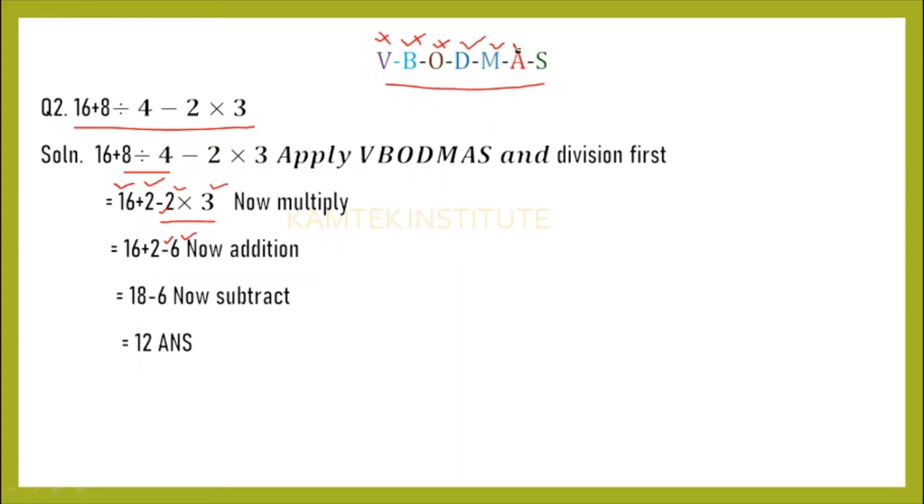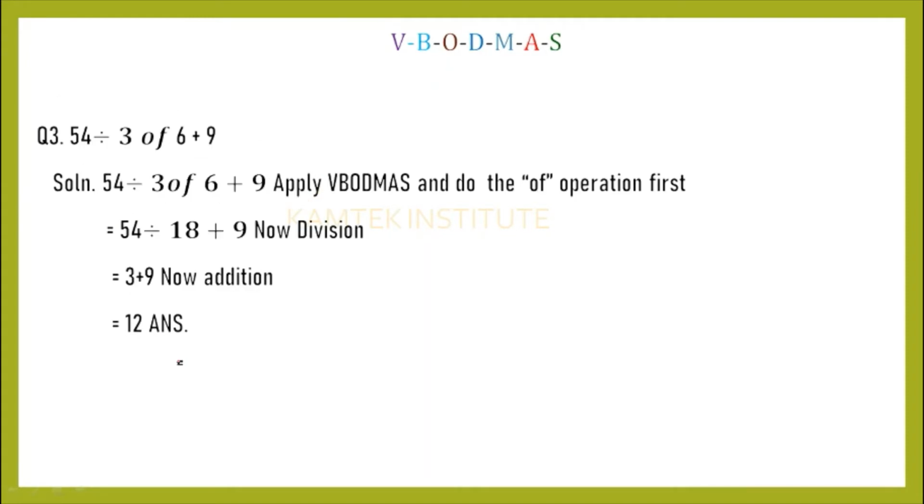Now we are left with addition and subtraction. So addition comes first, then subtraction. So we add these two. 16 plus 2 is 18, minus 6, and the answer is 12 to this question. Okay, right?